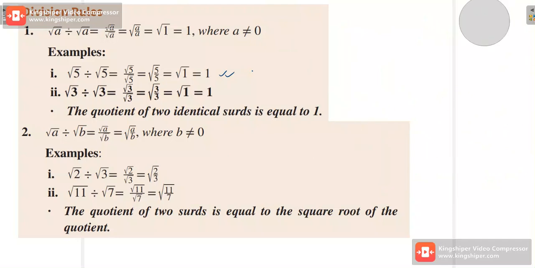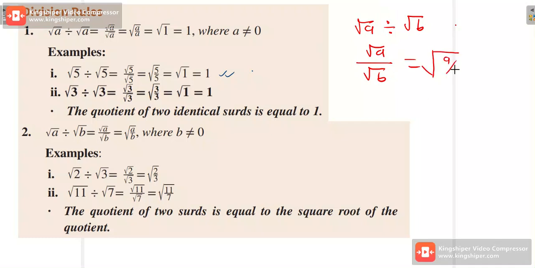This time we are applying the same property, but the sets are not identical. So we have root of a divided by root of b. The two sets are not identical, but we can still write it as root of a divided by root of b. Since they are all sets, we can just apply one root, then a over b. So this becomes the final answer.